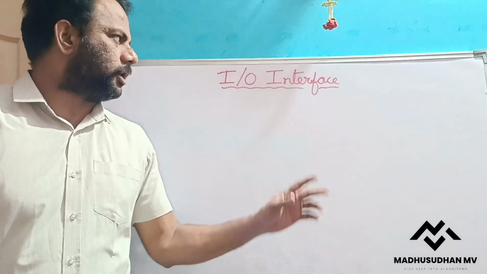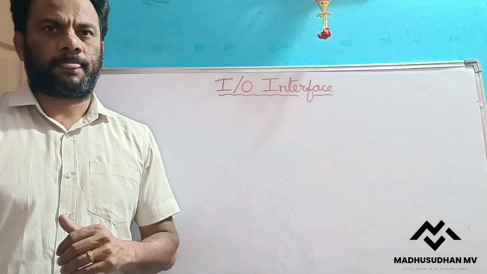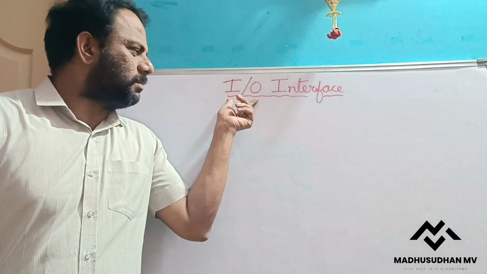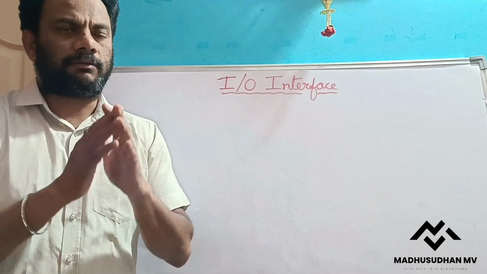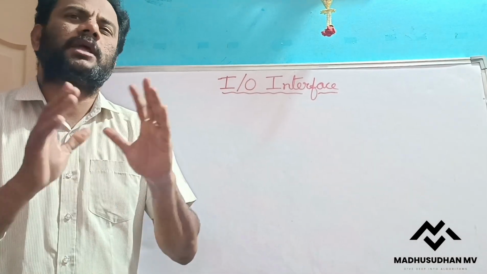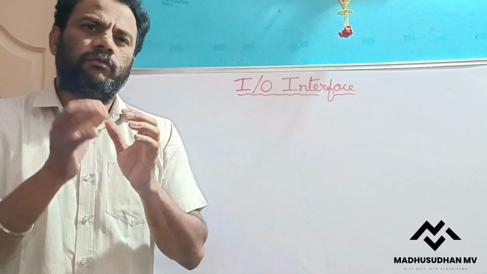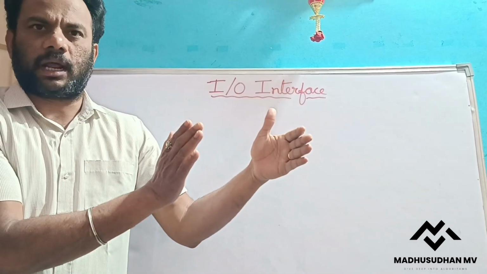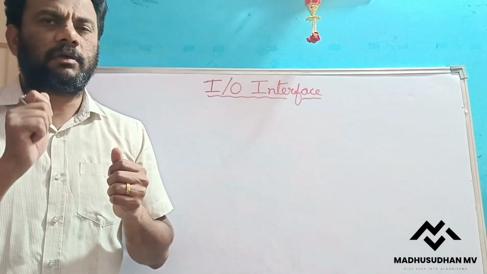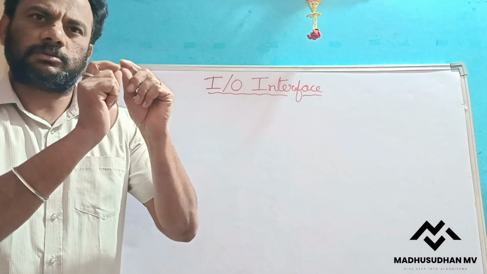In this video, I'm going to explain about the I/O interface. Let us see what I/O means: input output. That means we know that in our computer system, whatever device we connect to the processor, that means the CPU box. Suppose we are connecting a pen drive to the CPU, so some slot will be there.